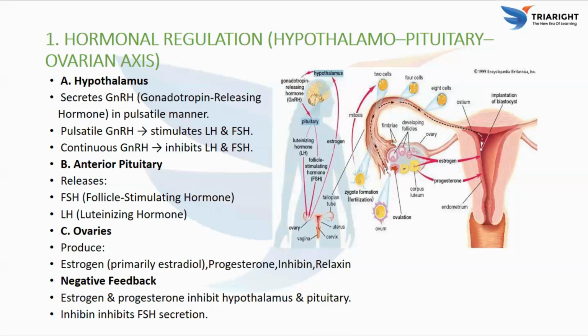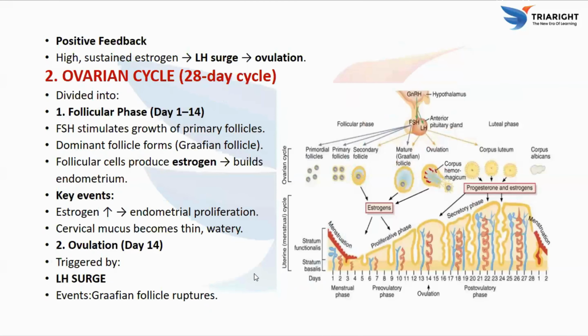So this is about the negative feedback. And then positive feedback. So what is positive feedback? Normally estrogen gives negative feedback, but during the late follicular phase, high sustained estrogen causes positive feedback, leading to a big LH surge. This triggers ovulation. This is the most important hormonal event of the cycle.